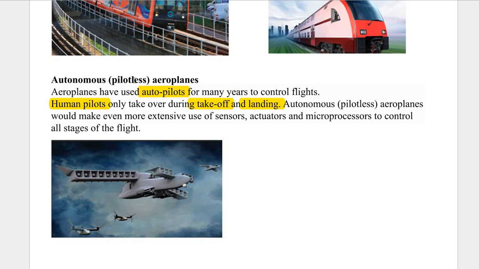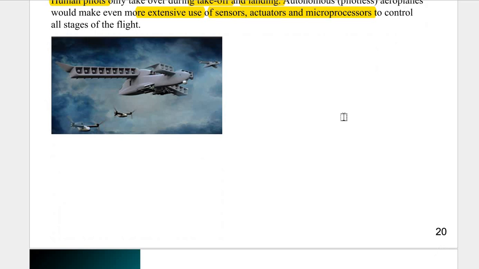This pilotless or autonomous system uses a really extensive amount of sensors, actuators, and microprocessors. It's the same as the other types, but they are using them more. The amount of application they apply to these sensors, actuators, and microprocessors is much more compared to the other types of autonomous vehicles.